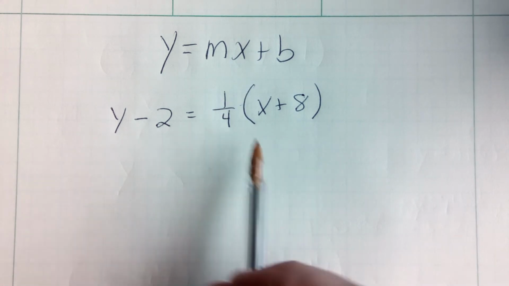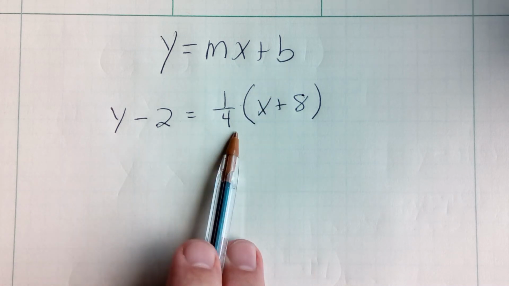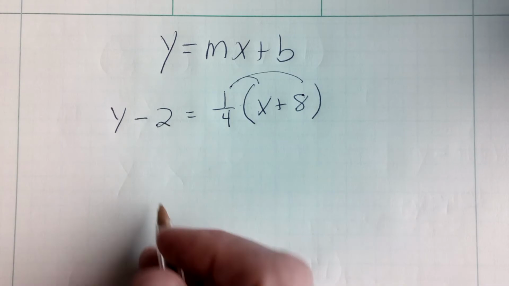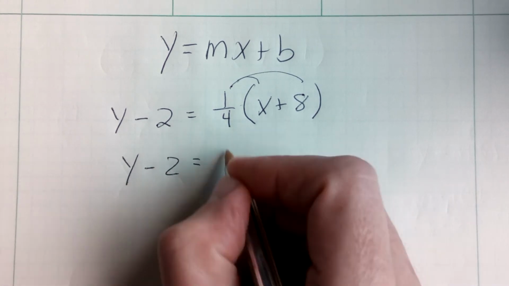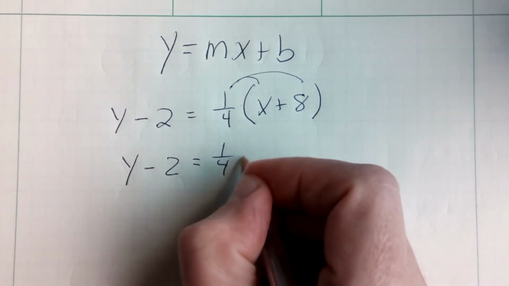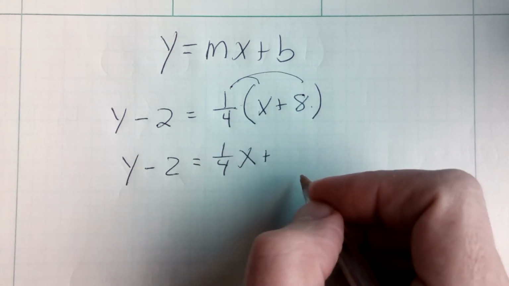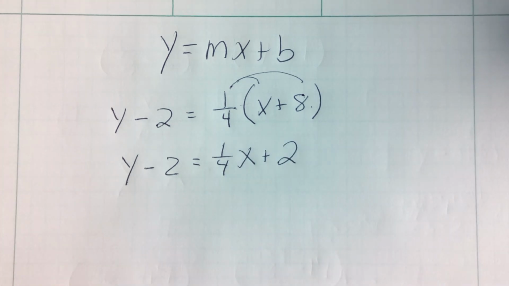First of all, if you notice the y equals mx plus b, this slope-intercept form has no parentheses. So let's remove the parentheses. The first thing I'm going to do is distribute in to remove the parentheses. So I have y minus 2 equals 1/4 times x plus 1/4 times 8, which is going to be 2. Okay, so now I have no parentheses.